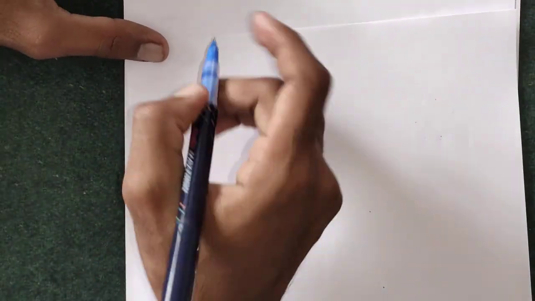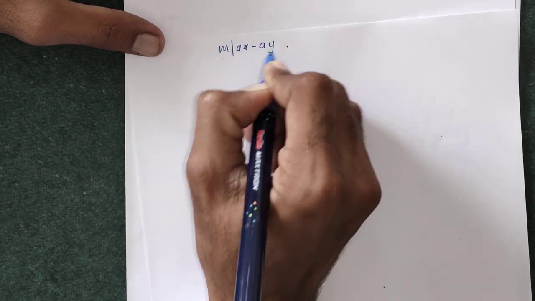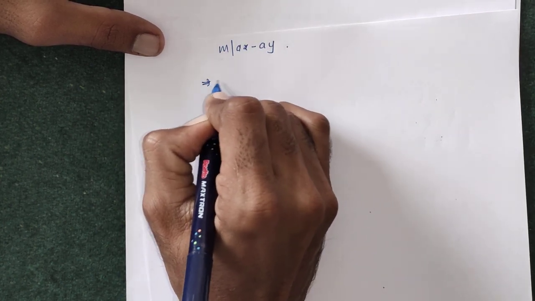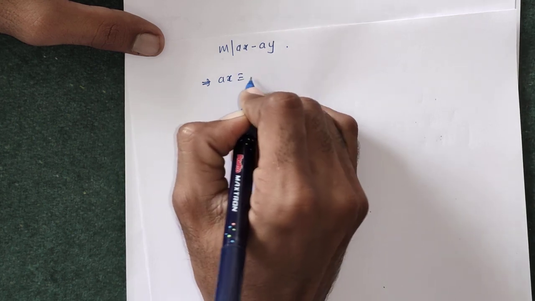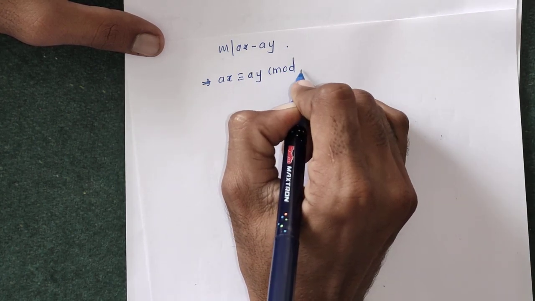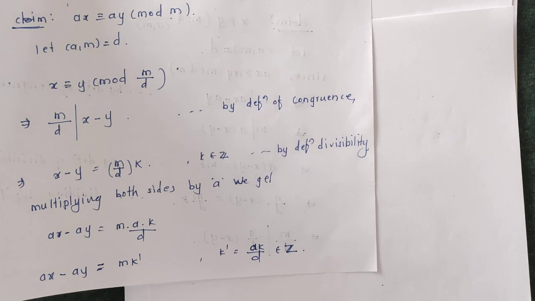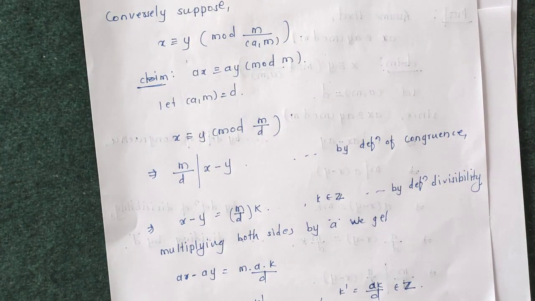This gives us m divides ax minus ay, and using definition of congruence we can write it as ax is congruent to ay modulo m. Hence the proof of the second statement. In the second statement we have supposed x is congruent to y modulo m by GCD of a and m, and we are going to prove ax is congruent to ay modulo m.